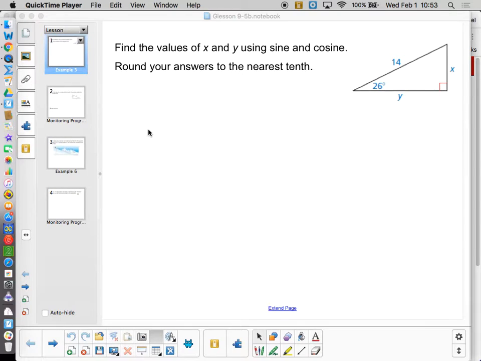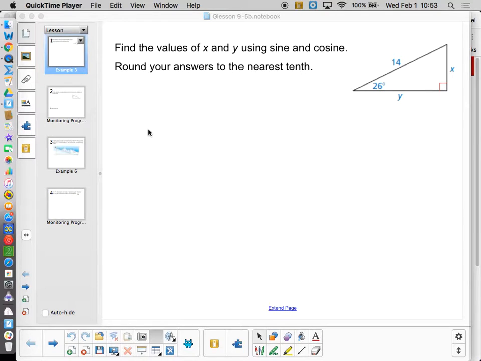Now that we know what sine, cosine, tangent are, we're going to start using them to find unknown sides of triangles. Areas is something we'll get to later. So we can use this to solve.